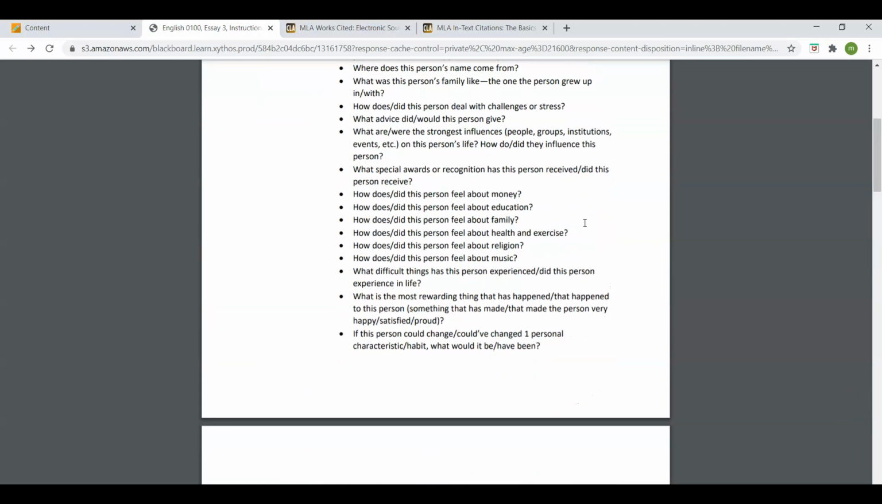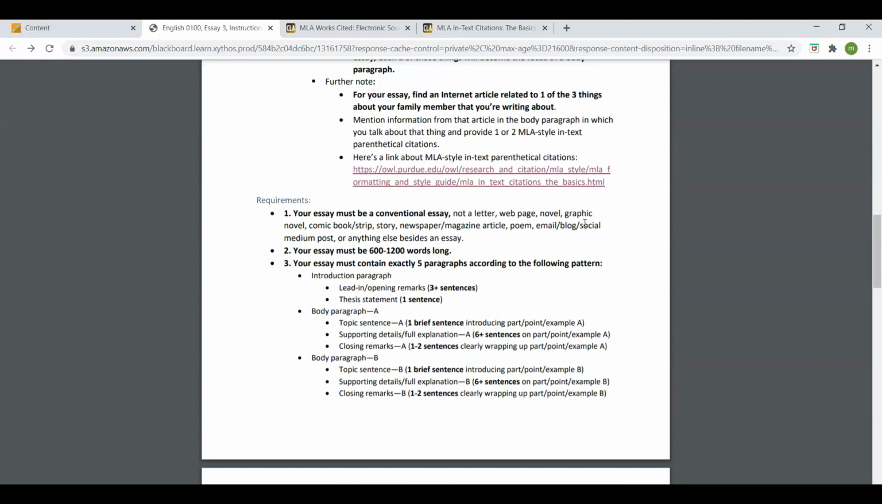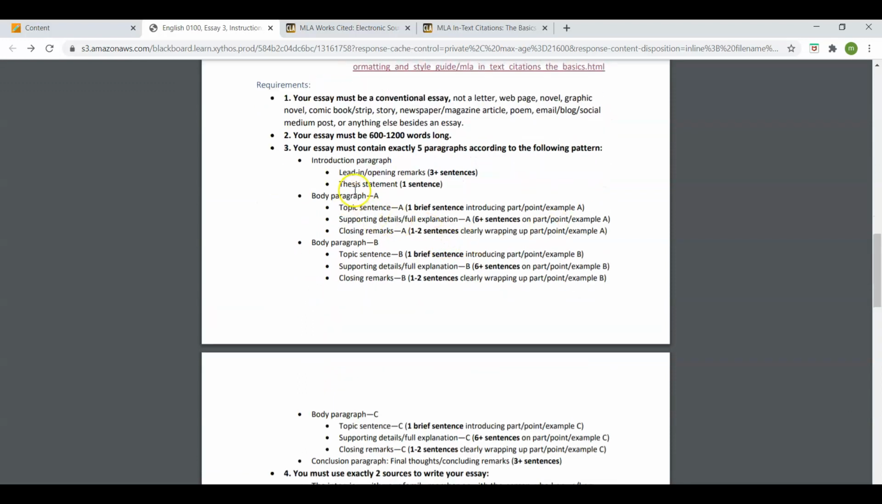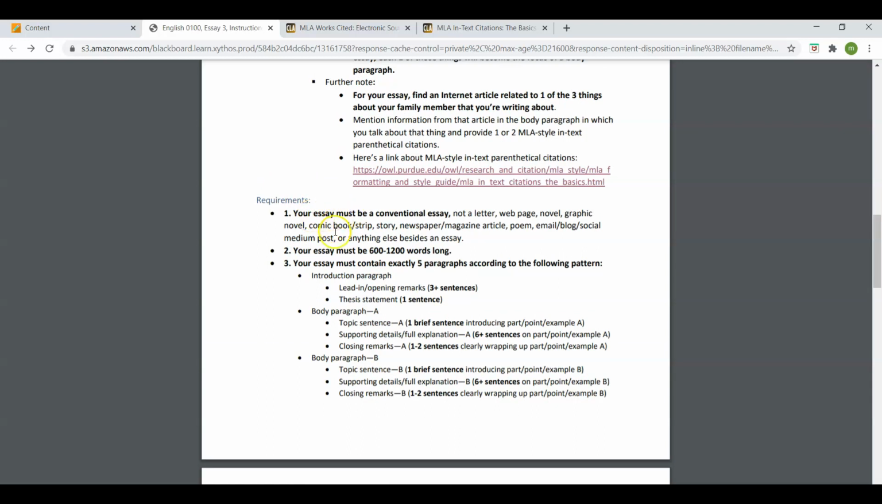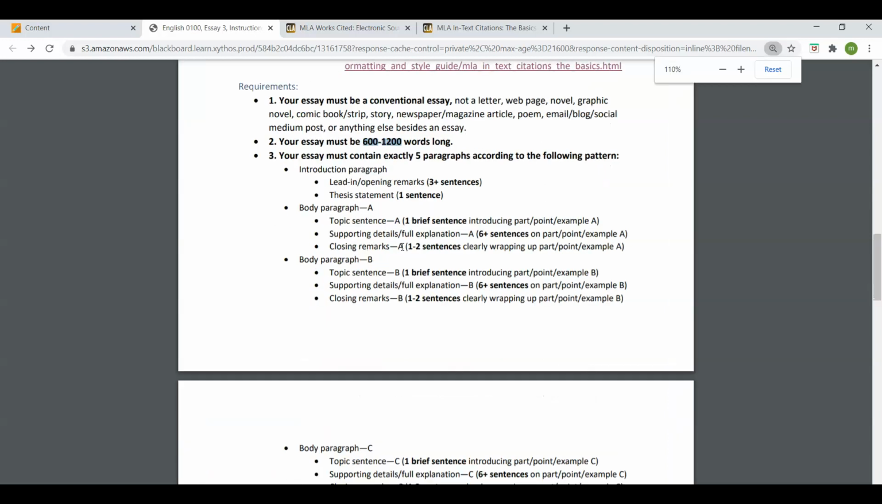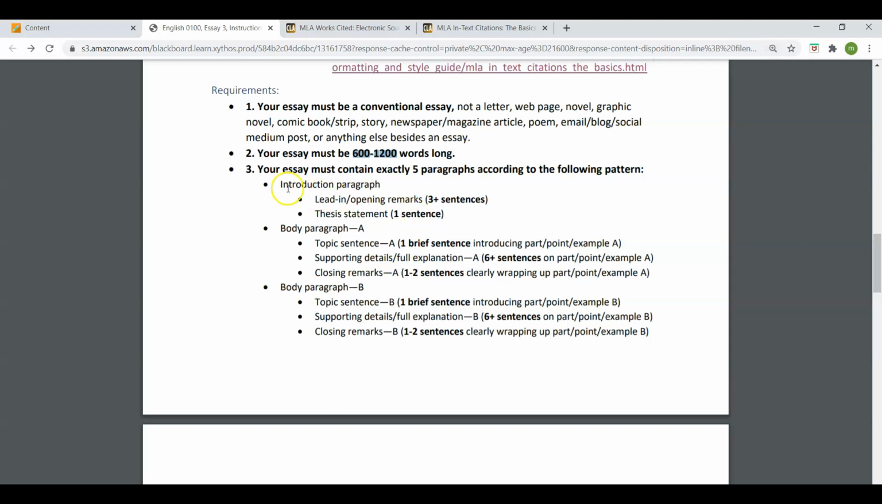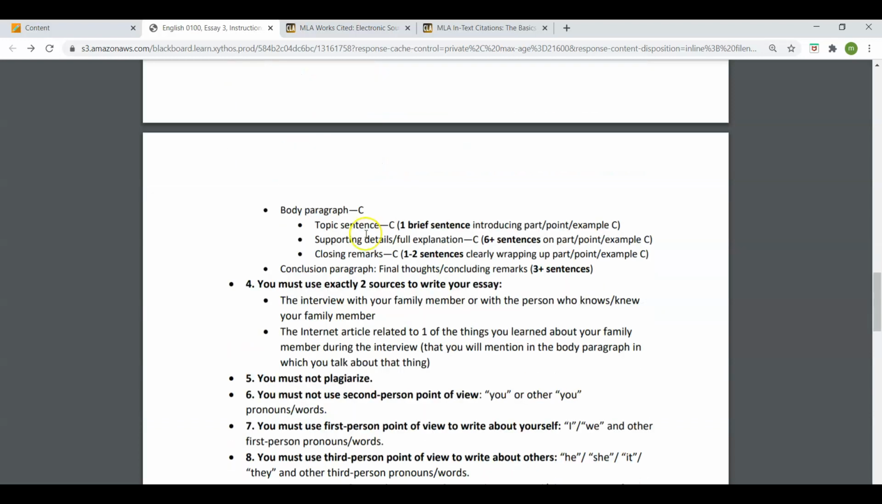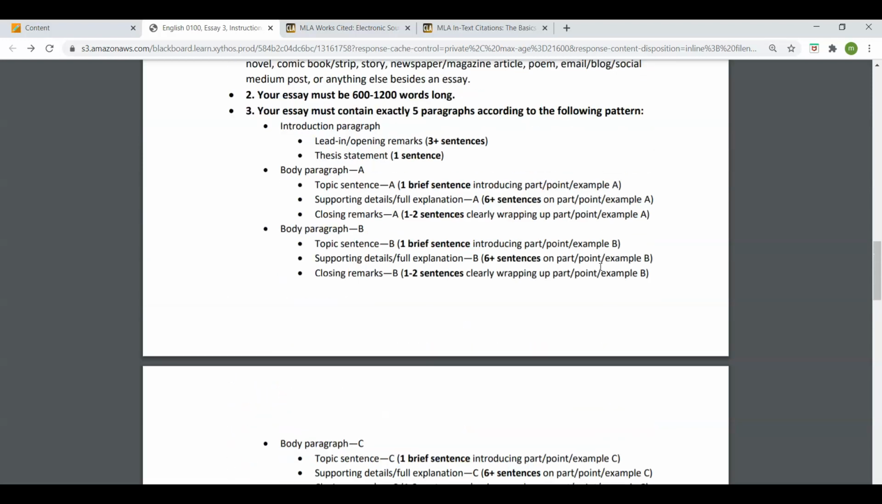So the body paragraphs, in general, looking here under requirements, it's no different than other essays in that it should be a minimum of 600 words, maximum of 1,200. As I've already pointed out, even though the journal doesn't include it, I'm not asking you to turn in your introduction as part of a journal or your conclusion as part of a journal. Your essay still has to have those things, right?